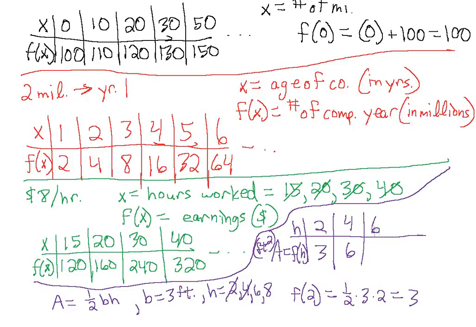Let's take a look at h equals 6. We'd have 6 times 3 is 18. 18 times 1/2 is 9. The height of the triangle is 6, so the area of the triangle will be 9 square feet. And if it's 8 feet high, 8 times 3 is 24. 24 times 1/2 is 12. So if the height of the triangle is 8 feet, the area of the triangle is 12 square feet.